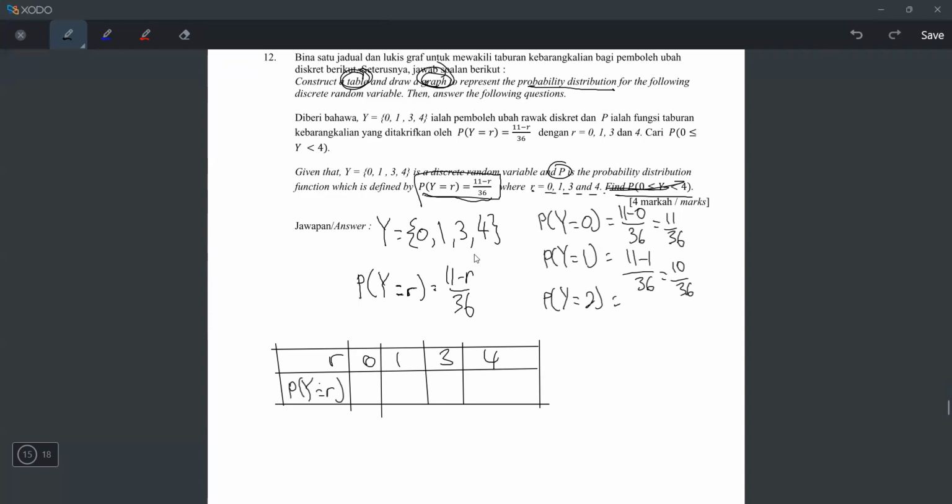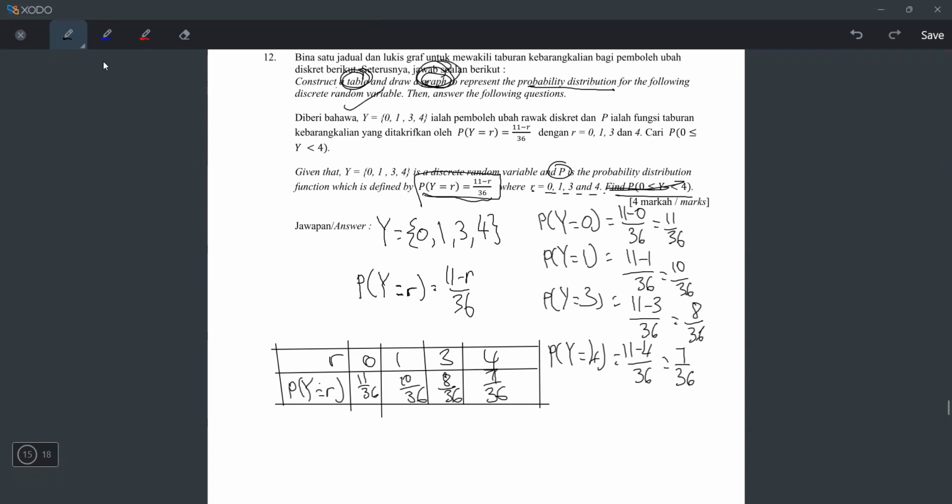Okay, P(y = 2). No. There's no 2, right? It's 3. Because the possibilities only 0, 1, 3, 4. So 11 minus 3 over 36, which is 8 over 36. I know can simplify, but don't simplify first. P(y = 4). So 11 minus 4 over 36, which is how much? 7 over 36. Okay, now I can put in my table 11 over 36, 10 over 36, 8 over 36, and then 7 over 36. Okay, so the first part of the question is done already, construct table.